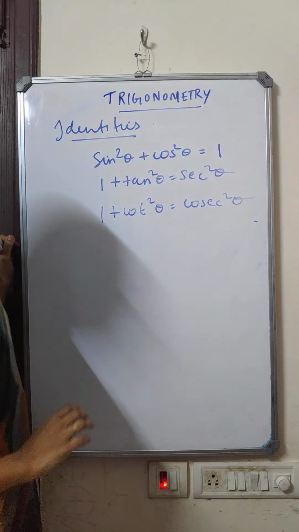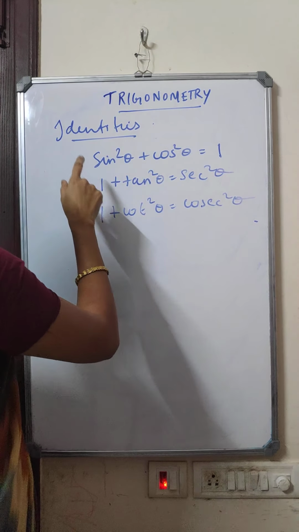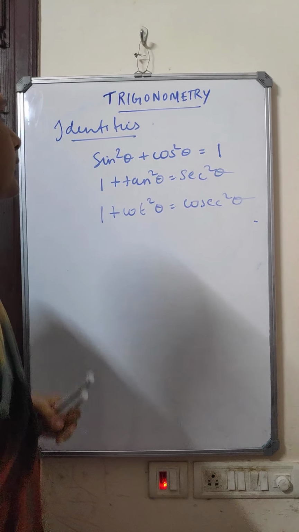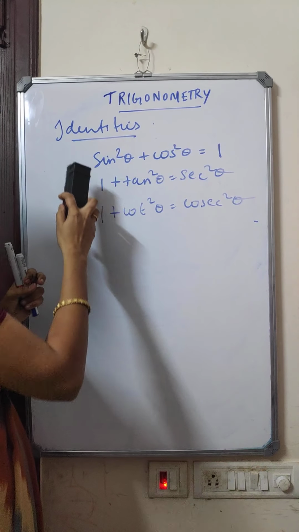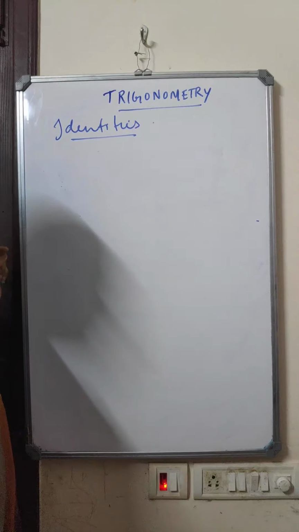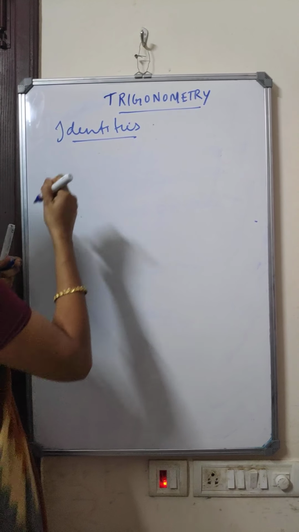This is a basic formula, but now I am going to prove it. You may ask, ma'am, how do you get sin square plus cos square is equal to 1? Right, we want some proof here. So first of all, I will tell you the proof for sin square plus cos square.